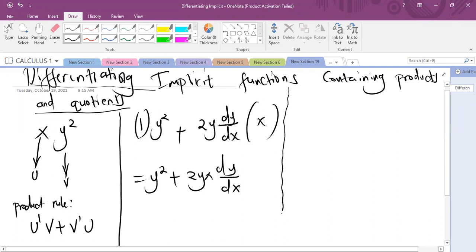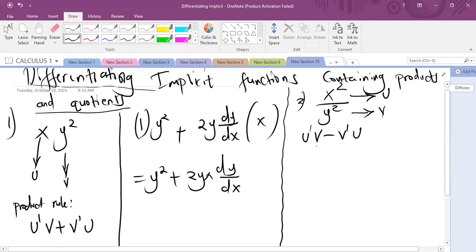Let's say you have them given as a quotient. So this is example 1. Example 2, let's say you're given x^2 over y^2, and then you're being told to differentiate. So let this be your u, let this be your v. Since it's a quotient, we will use quotient rule, (u'v - v'u), all this divided by v squared.